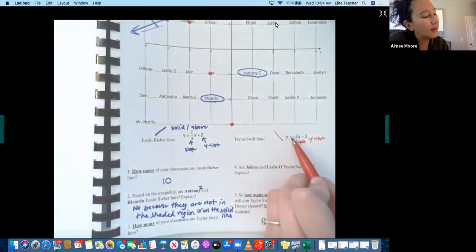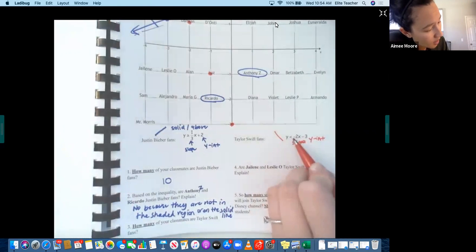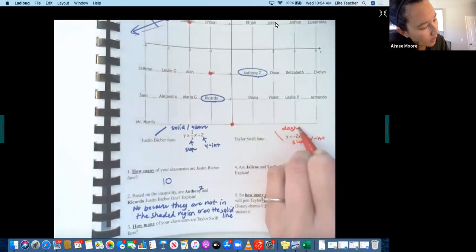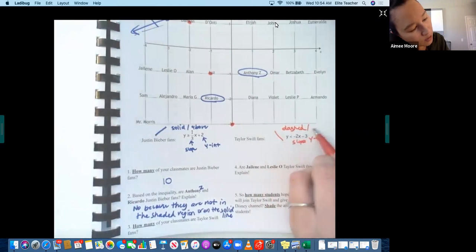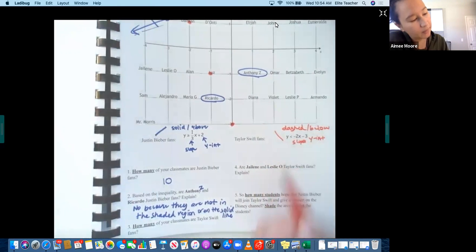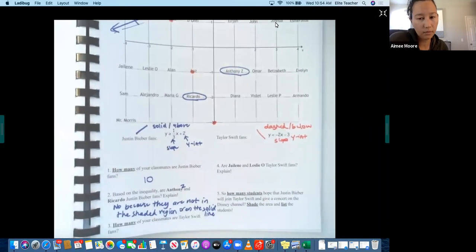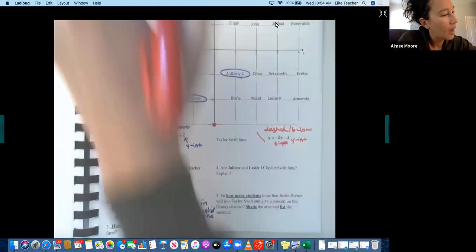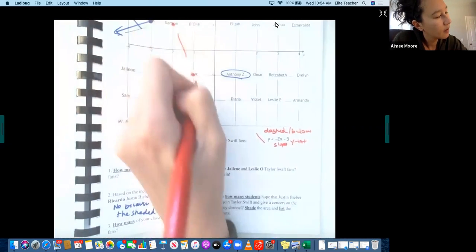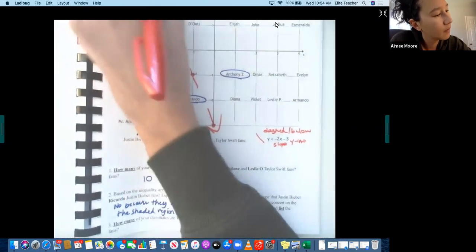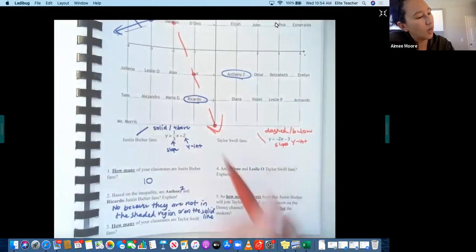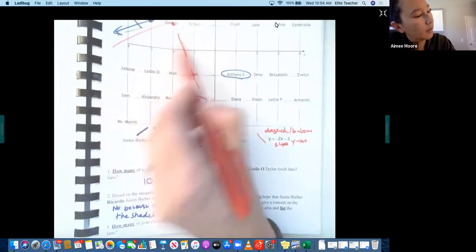And then y is less than. So if it's less than, that is a dashed line because it's not equal. And y is less than, which means we're going to shade below. So dashed line, and shade below the line.